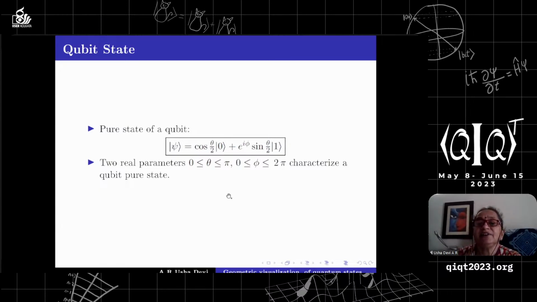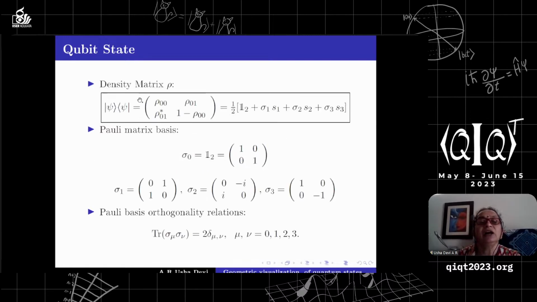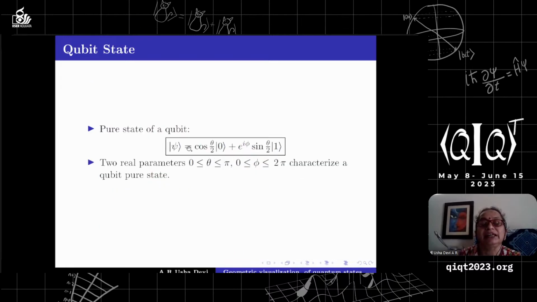A pure state of a qubit, we know, is represented in terms of the standard qubit basis. Now these two parameters characterize a qubit pure state. And then we all know that the density matrix of a qubit for a pure state is given by the state that we wrote here.